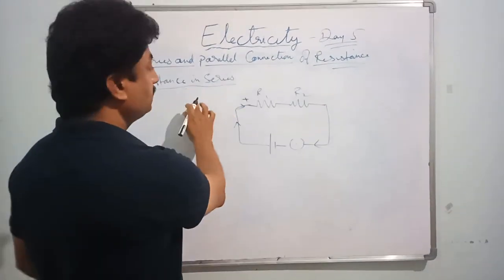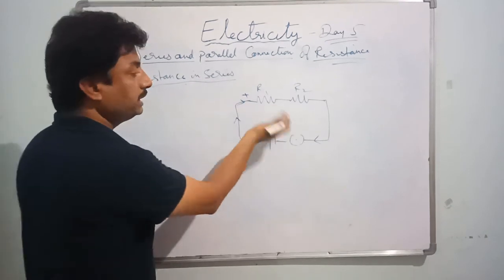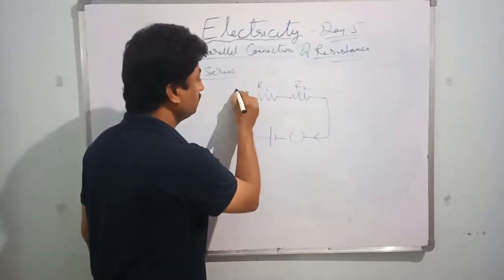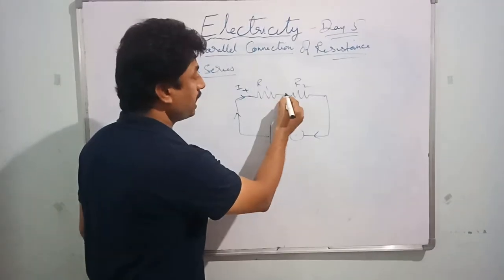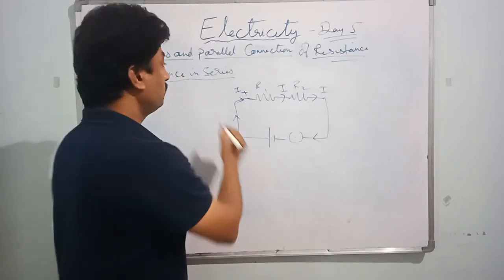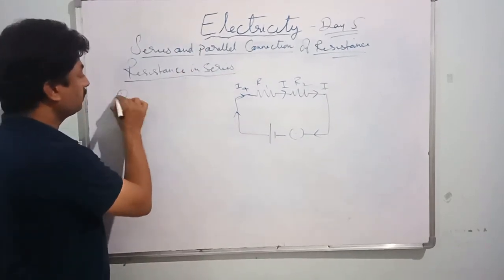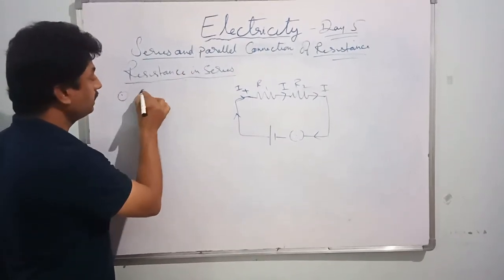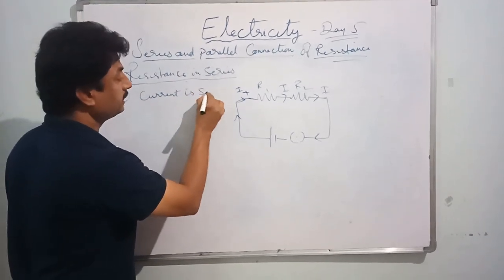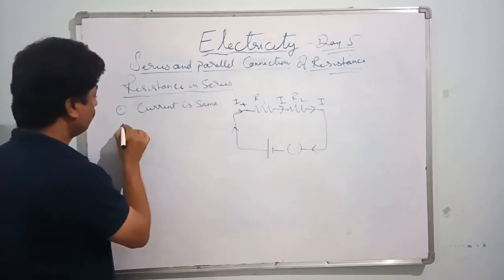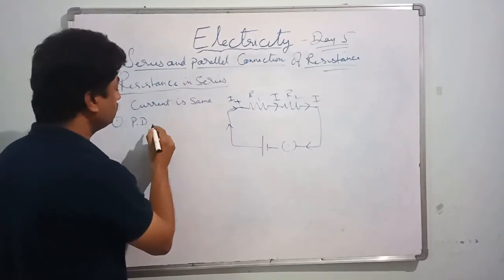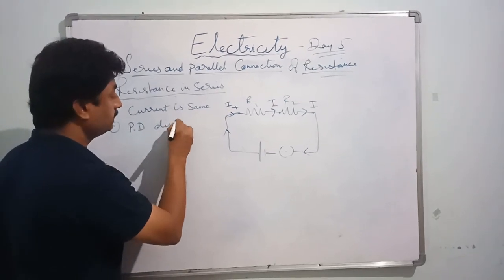In series connections, the voltage divides. The current will be the same. If I is flowing over here, the same I will be here. So the first point we can write: the current is the same. And what is dividing? The potential difference divides.